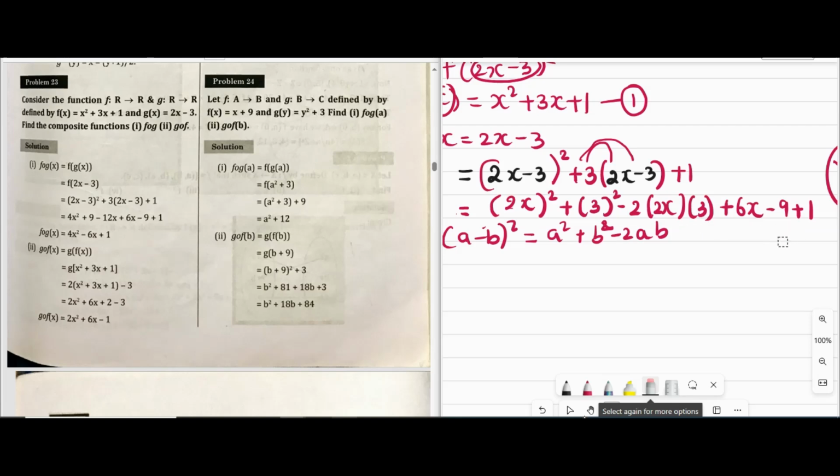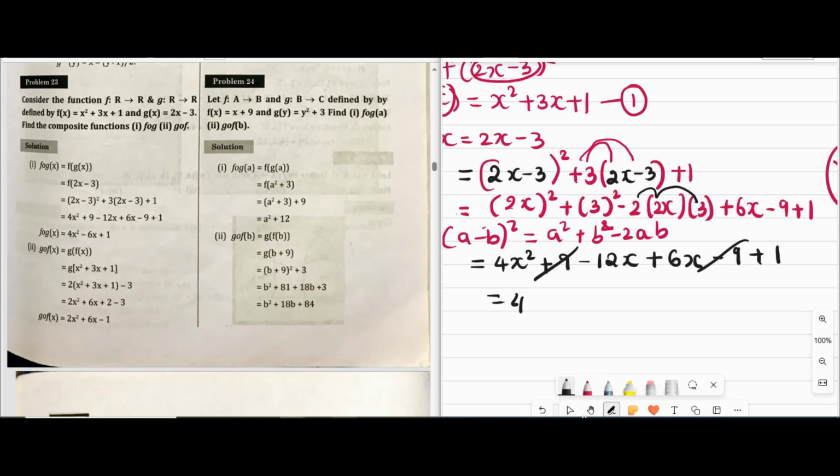So, now next is simplifying this. What we get? We get 2 2s are 4, x square plus 3 3s are 9, minus 2 2s are 4, 4 3s are 12, 12x plus 6x minus 9 plus 1. So what happens? Minus 9 and plus 9 get cancelled. So the answer is 4x square plus 6x plus 1. What we found is this: fog of x.